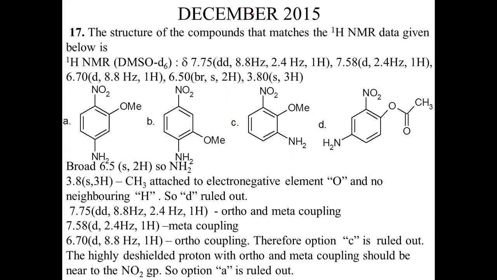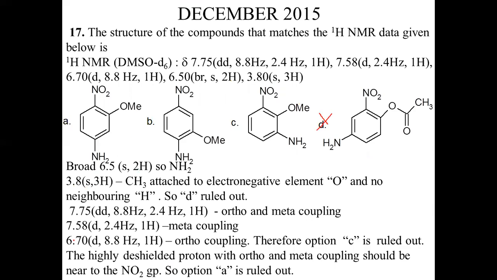We will see. Anyway, in the aromatic region you have 1, 2, 3. So it is clear that it is a tri-substituted compound. All are tri-substituted. And this is broad, as we saw, 6.5 broad singlet, 2H. Next, 3.8, you have it for methyl, and since it's a singlet and highly deshielded, it has to be attached to an oxygen or electronegative element. So when you look at all the options, you have OMe, OMe, OMe, but that's not there in option D, so you can rule out option D.